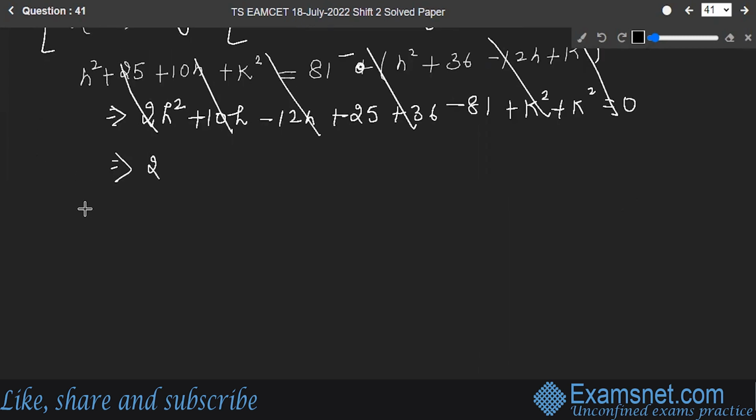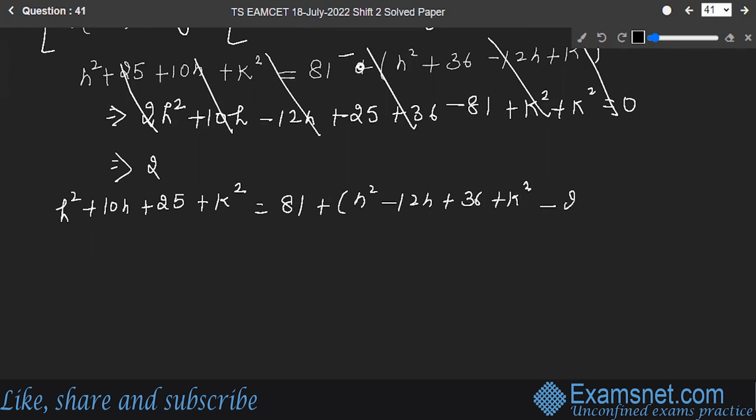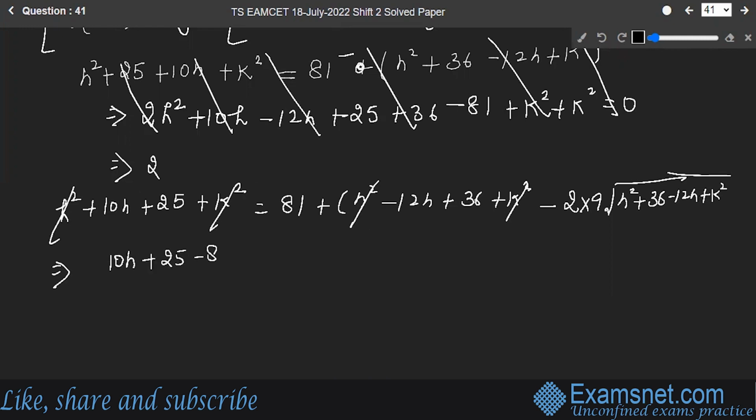So this is equal to H square plus 10H plus 25 plus K square is equal to 81 plus H square minus 12H plus 36 plus K square minus 2 into 9 into root of H square plus 36 minus 12H plus K square. Okay. So this H square and H square will cancel, K square and K square will cancel. You will have 10H plus 25 minus 81 plus 12H minus 36 is equal to minus 18 root of H square plus 36 minus 12H plus K square.